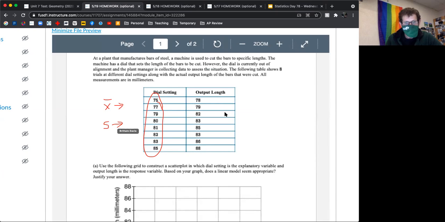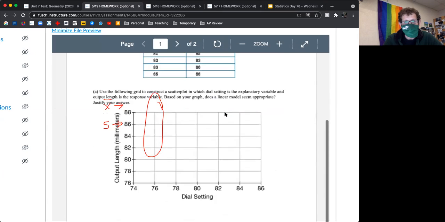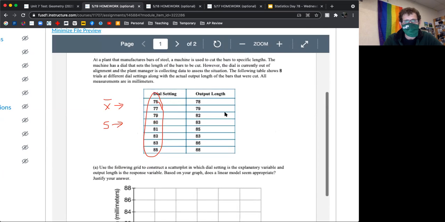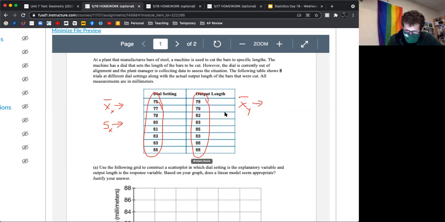And that's what I could use, and I'm predicting, let me just double check, I'm predicting the output length from the dial setting. So this would be my X, and then this would be my Y. I could find right here.